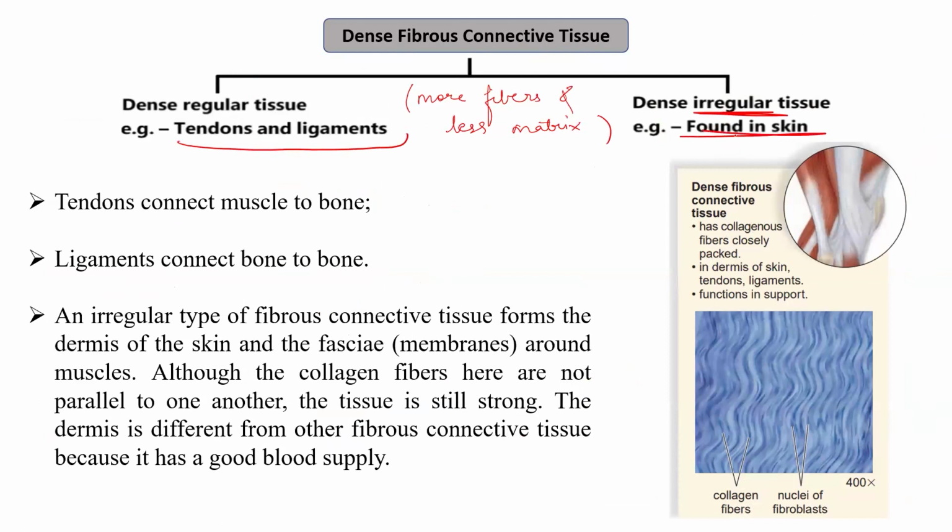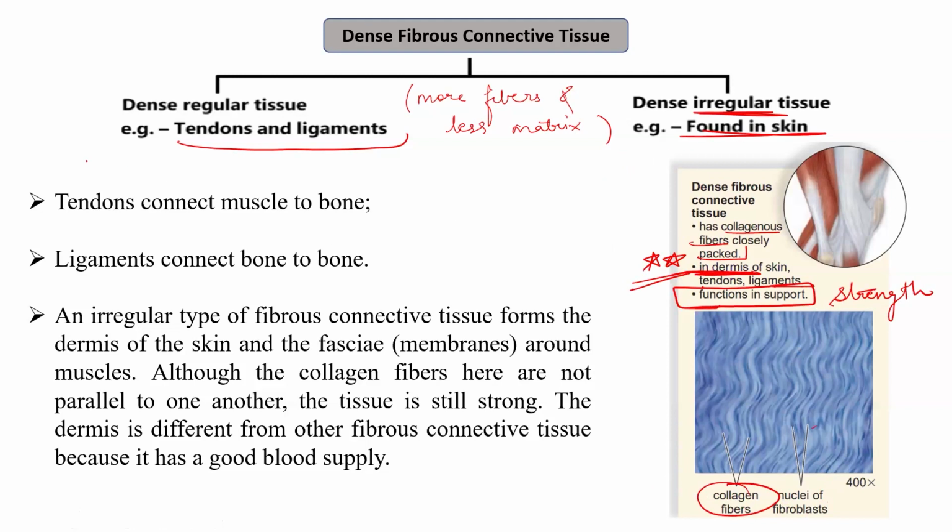So dense fibrous connective tissue has collagenous fibers which are closely packed. Therefore, it is highly dense. It is fibrous because of the presence of a large amount of fibers. It is found in the dermis of skin, tendons and ligaments. So in the dermis of skin, it is the dense fibrous connective tissue which is present. The function of these fibers is to provide support. It has strength due to the presence of collagen. The collagen fibers are present in dense amount, and the nuclei of the fibroblasts can be seen in this figure.